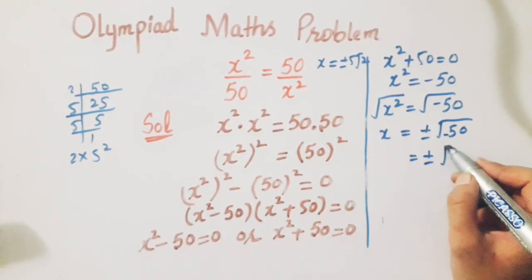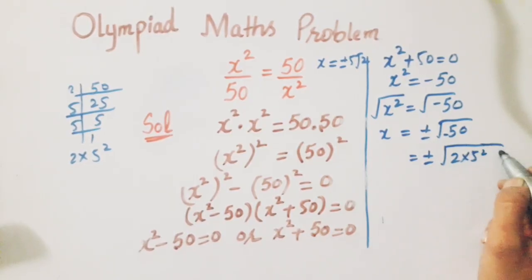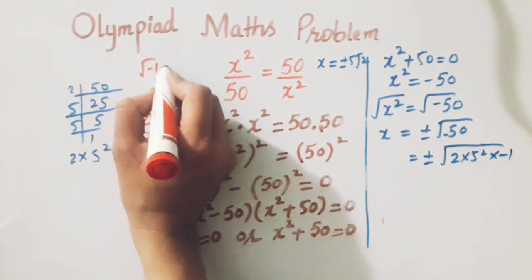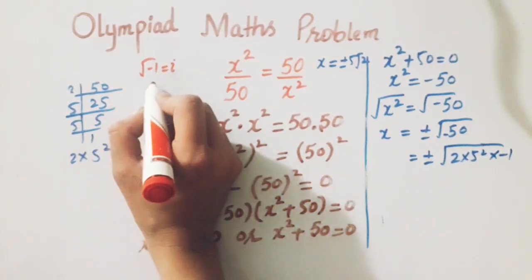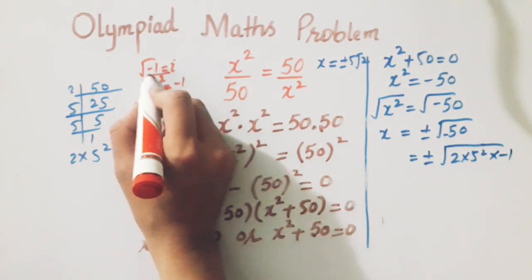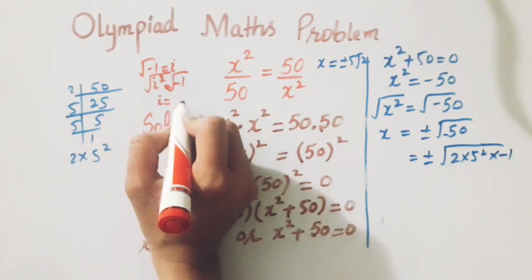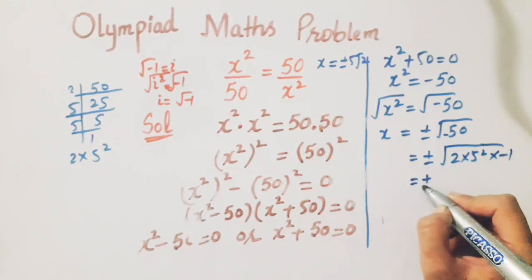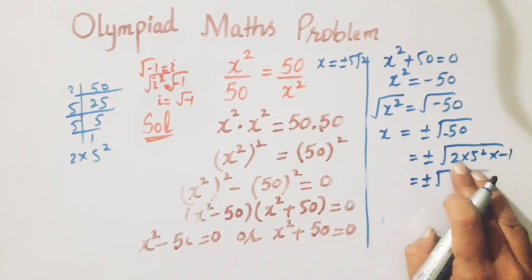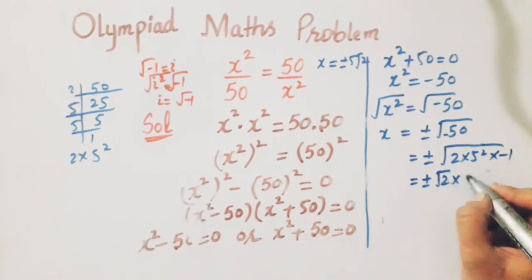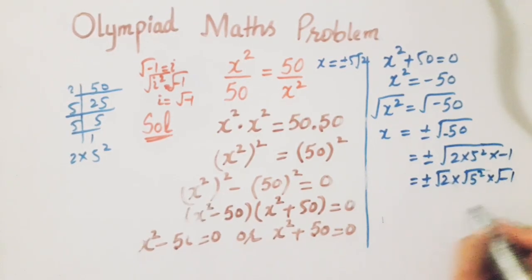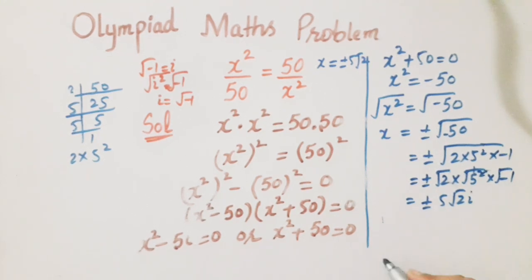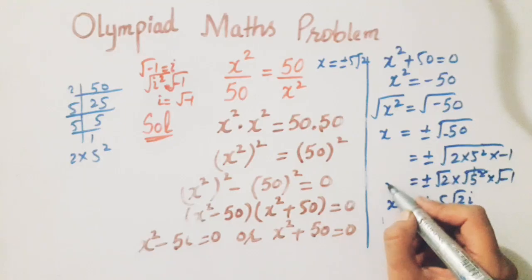So we will solve this as 2 multiply 5 square multiply minus 1, and we know that square root of minus 1 equals iota, because iota square equals minus 1, and if we take the square root, it means iota equals square root of minus 1. So we will split this: 2 multiply 5 square multiply square root minus 1. This square is cancelled out. We have 5 square root 2 iota. This is the value of x.